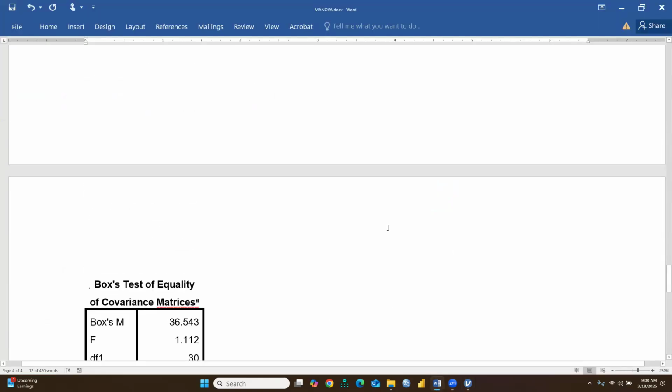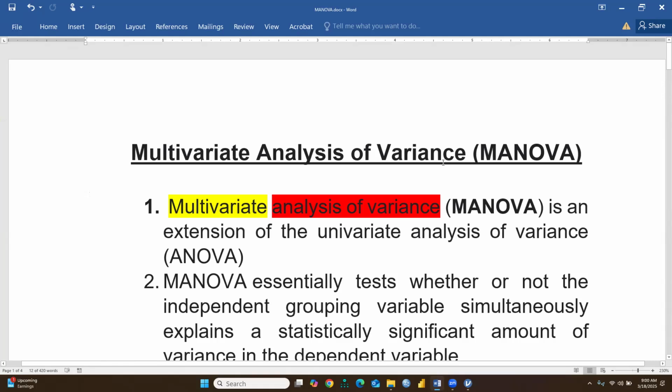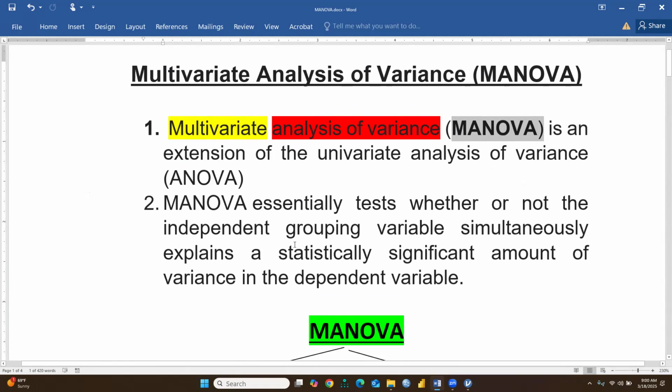So first of all, we will understand what we mean by MANOVA. MANOVA means multivariate analysis of variance, used when there is more than one dependent variable. If we are using analysis of variance, it is known as only ANOVA. Once we add this term multivariate, that becomes MANOVA. MANOVA is an extension of the univariate analysis of variance, ANOVA, and essentially tests whether or not the independent grouping variable simultaneously explains a statistically significant amount of the variance in the dependent variable.